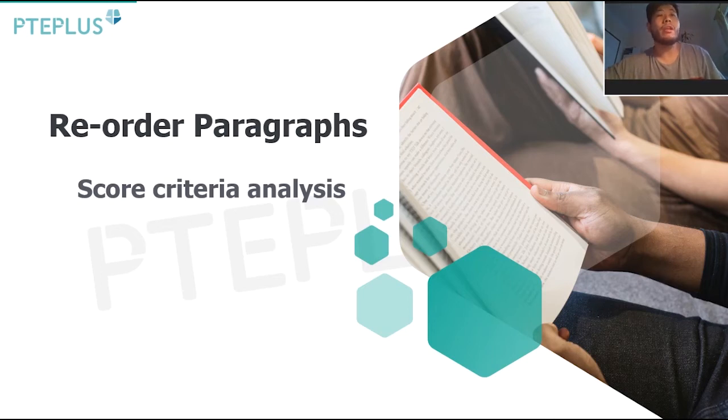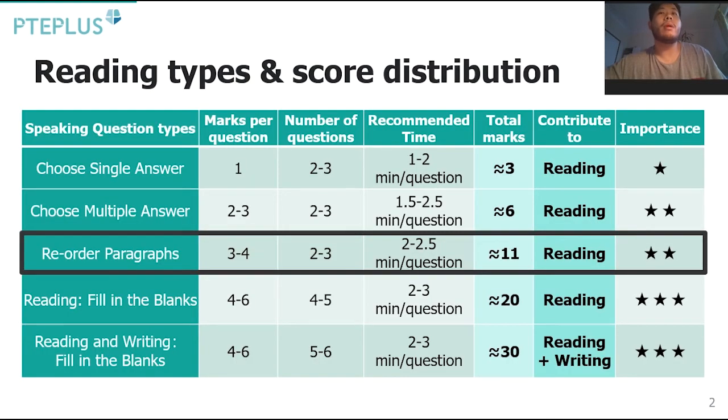The main topic for this lesson is reorder paragraphs. We're going to be taking a deeper dive into score criteria analysis. So just to remind everyone of the reading question types and score distribution, we can see here we've got reorder paragraphs as a total of 3 to 4 marks per question, and there are between 2 to 3 questions, and we recommend you to take between 2 to 2.5 minutes per question, depending on how many different paragraphs there are.